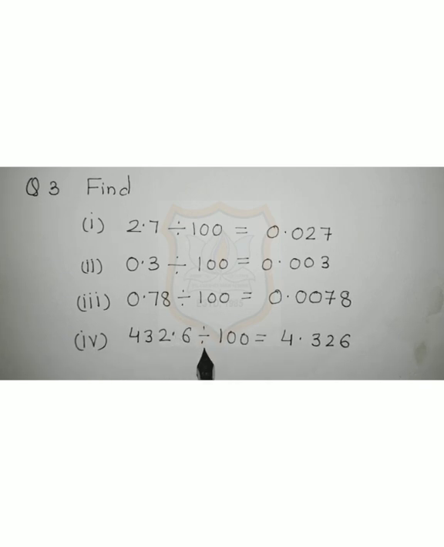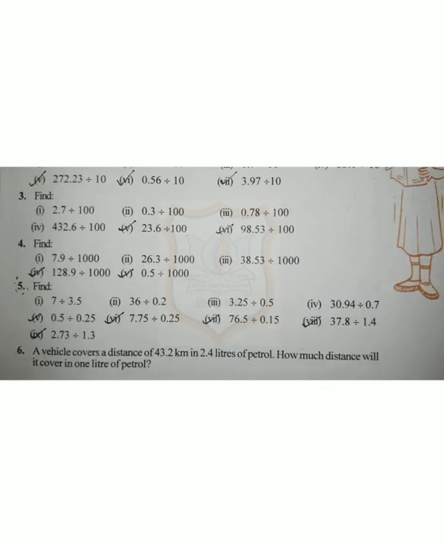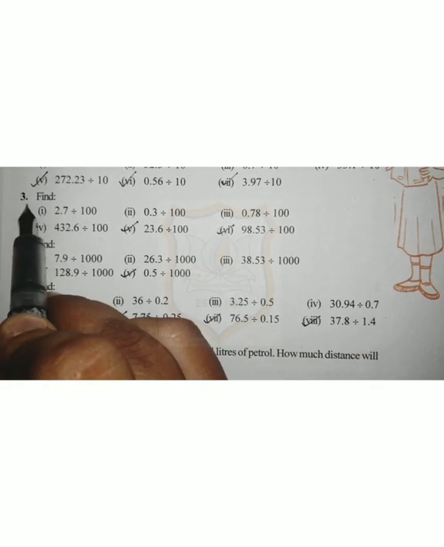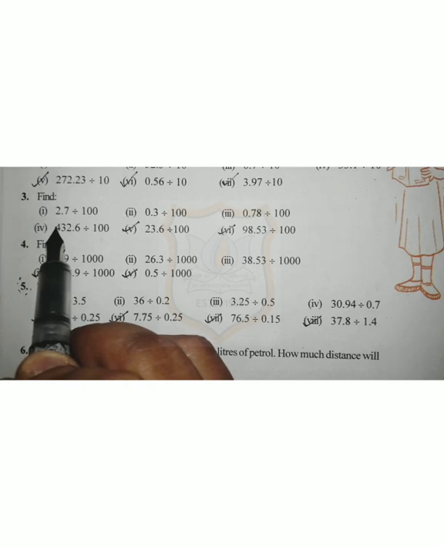Now, the fourth part of question number 3 is 432.6 divided by 100. In 432.6, the decimal is after one digit, that is after 6. And in 100, there are 2 zeros. So this decimal will move 2 digits towards the left and it will come here. So our answer will be 4.326.